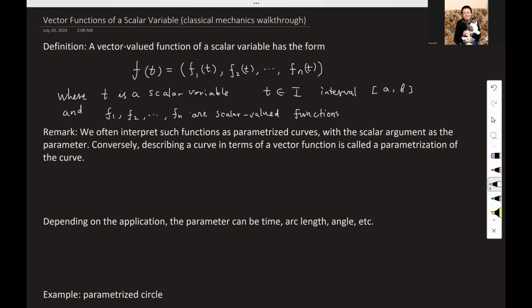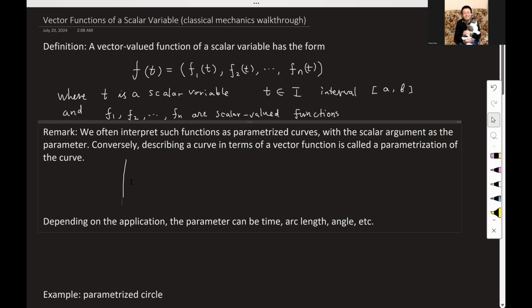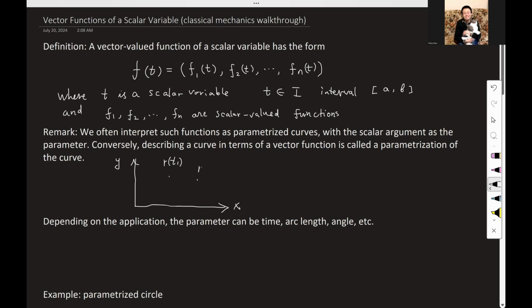We often interpret such functions as parametric curves with the scalar argument as a parameter. The way it works is that you can imagine there is a particle moving in space. So imagine at time t1, the position is at r(t1), and at another instance, at time t2, the position is at r(t2). And then you can imagine if I trace out the trajectory of the particle at all time instances, they'll form a curve. All these positions will form a curve.